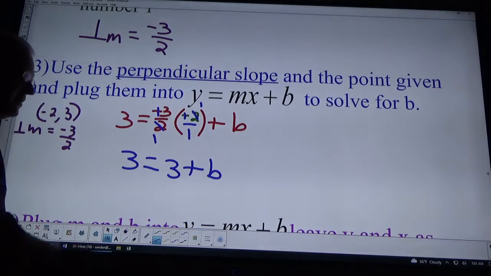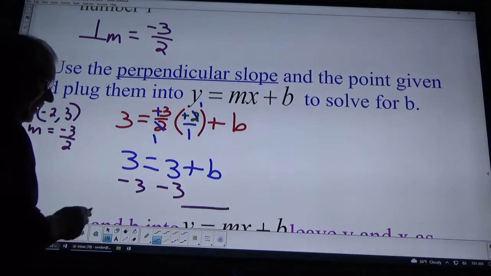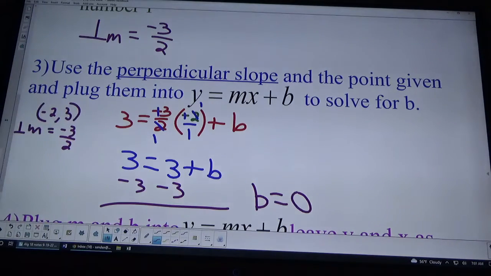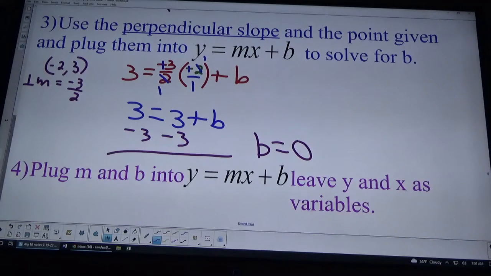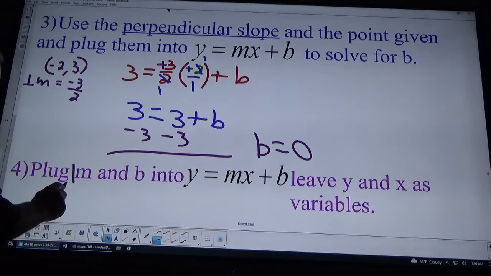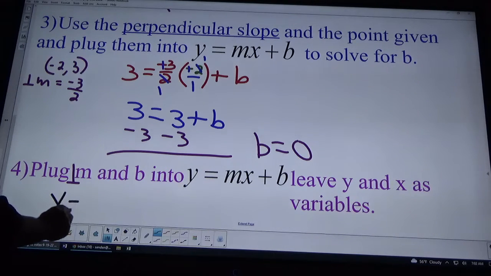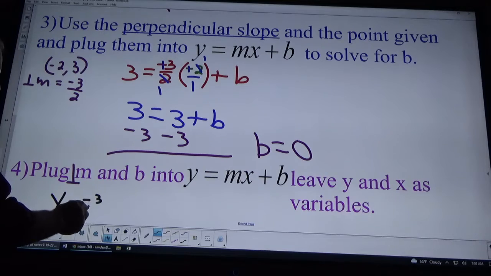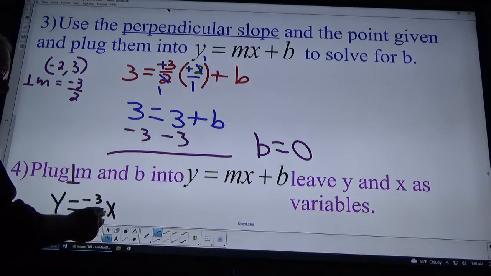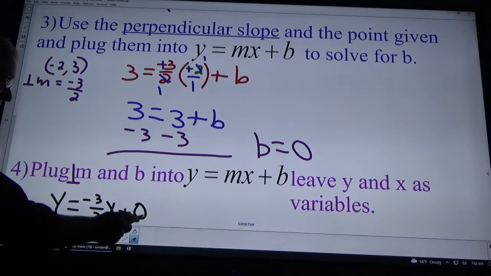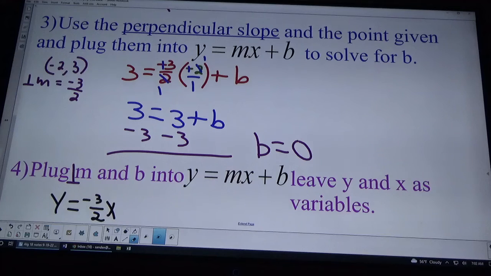And I have to solve for b, so I subtract 3 from both sides. And it turns out, an unusual situation, b is 0. So my slope is negative 3 over 2 that I'm going to use, and b is 0. So when I get down here, really I'm plugging in not just m, but perpendicular m to the original. And it's going to be y equals negative 3 over 2x plus 0. Now you can write plus 0, or you can leave it without that because adding 0 doesn't change it. Your choice.